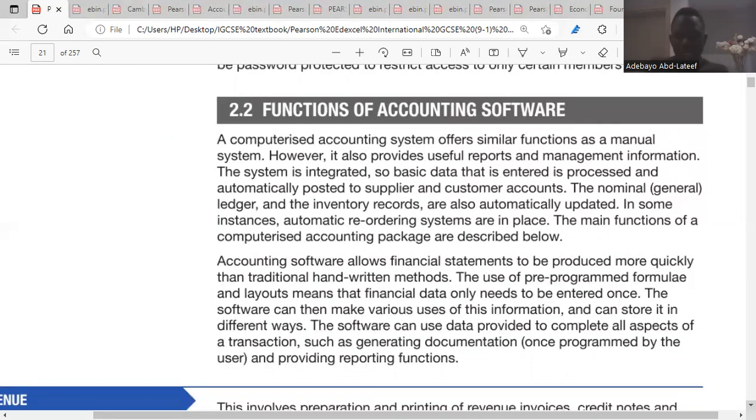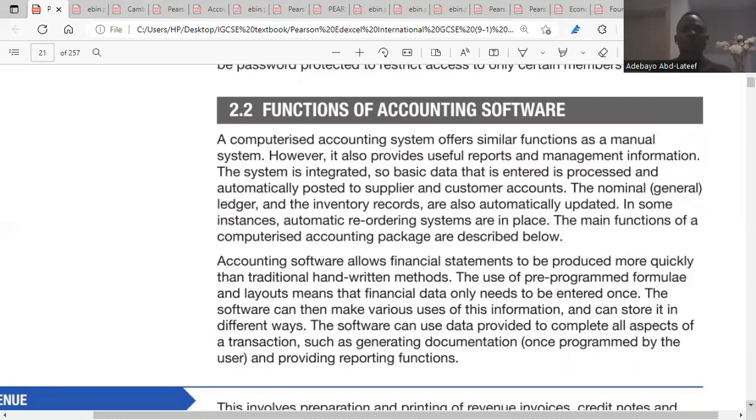A computerized accounting system offers similar functions as a manual system. However, it also provides useful reports and management information. The system is integrated, so basic data that is entered is processed and automatically posted to supplier and customers' accounts.